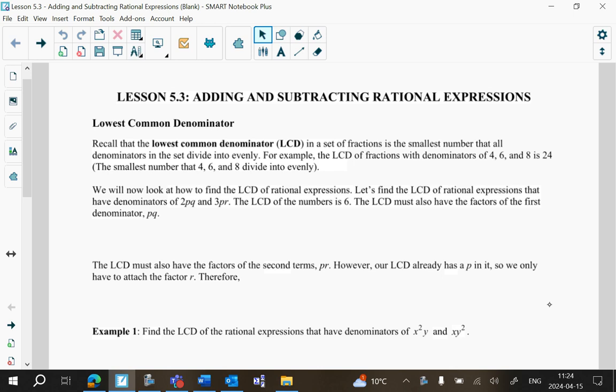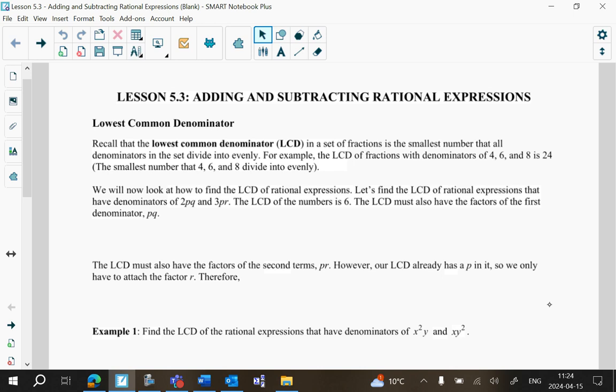Well, very similar to numerical fractions. You can add and subtract fractions as long as they have the same denominator. Okay? But with rational expressions or algebraic fractions, it can be a little bit more challenging to figure out what the lowest common denominator is. But you'll get it.